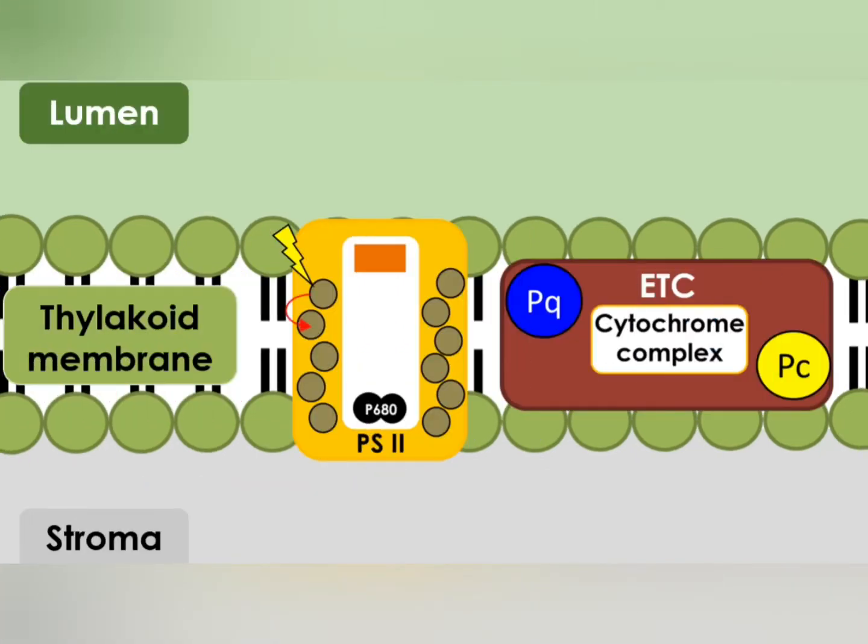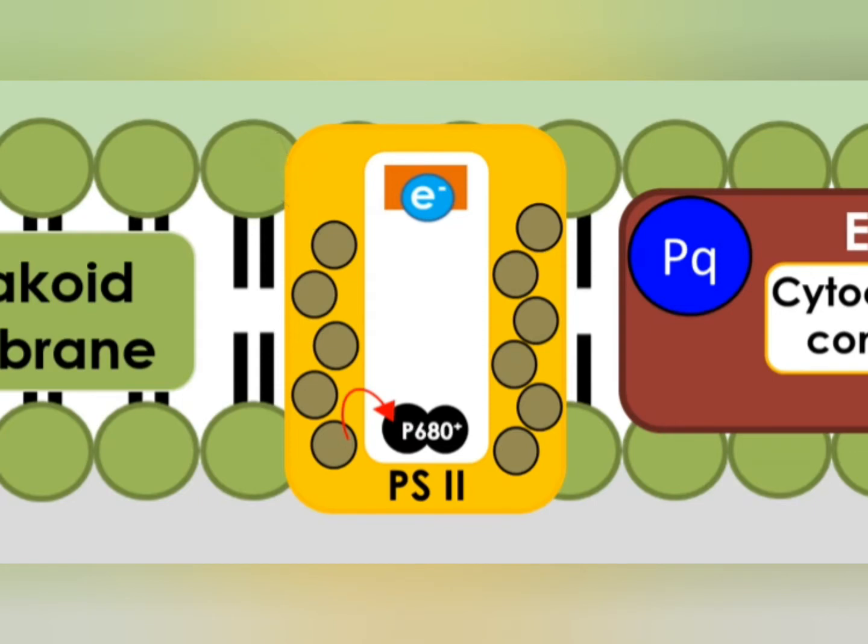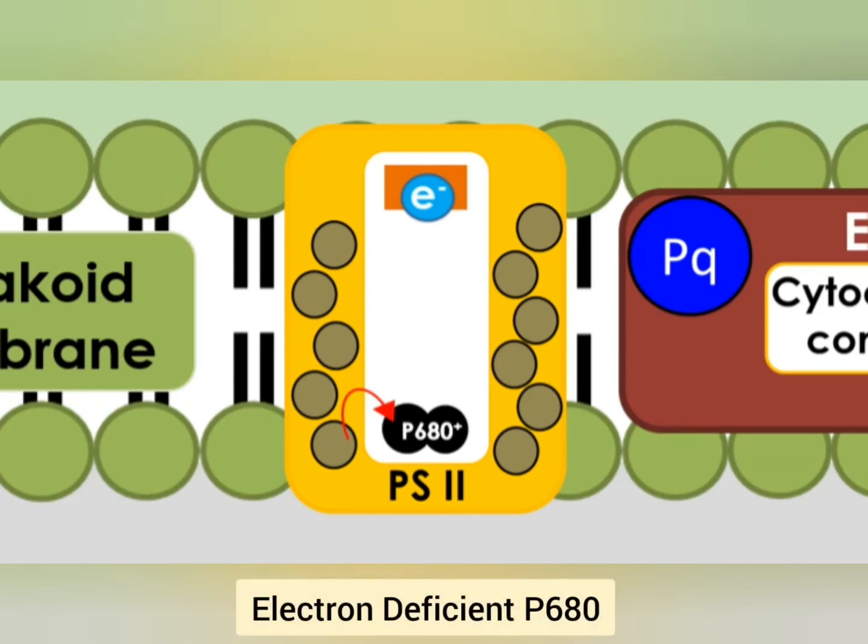Absorption of energy from the antenna pigments leads to excitation of electron in the reaction center chlorophyll A. This is due to the electron having higher energy level because they have absorbed the energy transferred from the antenna pigments. The excited electron will be captured by the primary electron acceptor. This means that P680 will undergo oxidation and now become P680+, also known as electron deficient P680.